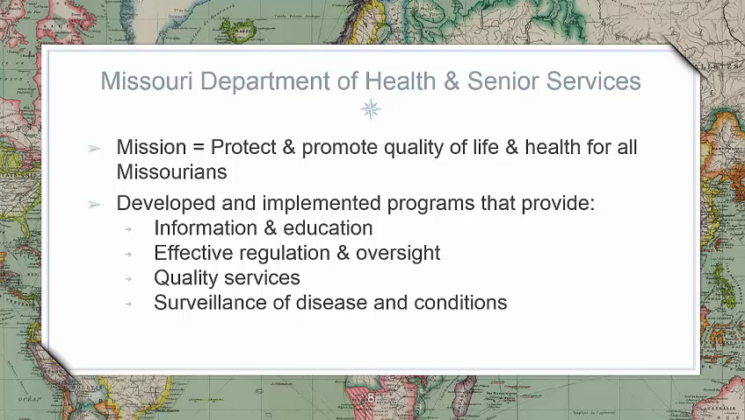So the Missouri Department of Health and Senior Services was established in 1883, so it's been around for quite a while. Its entire mission is to protect and promote the quality of life and health for all Missourians. Do you see a theme here with all of our services? It's developed and implemented programs that allow for information and education, especially to people in the lower income range. It helps with regulation and oversight of different healthcare priorities for different populations. It provides quality services, and it helps survey disease and conditions, and it looks for outbreaks of certain diseases and helps control and figure out how to stop these outbreaks from moving into a different population.